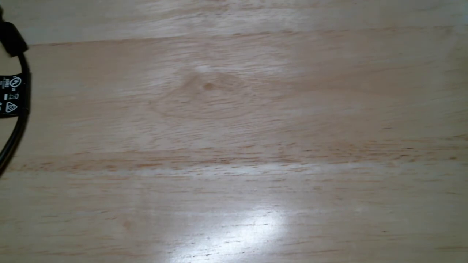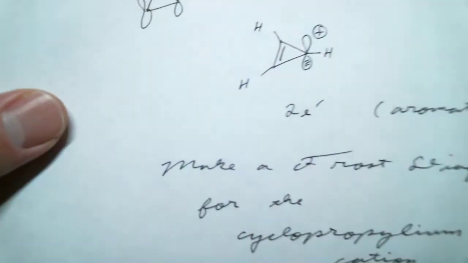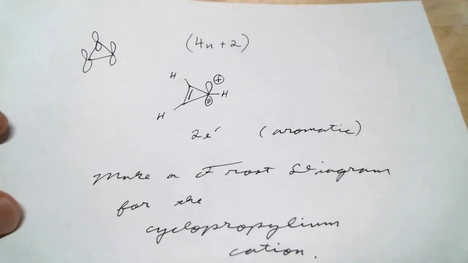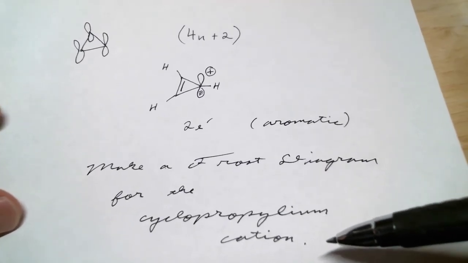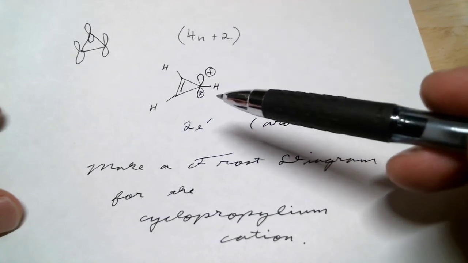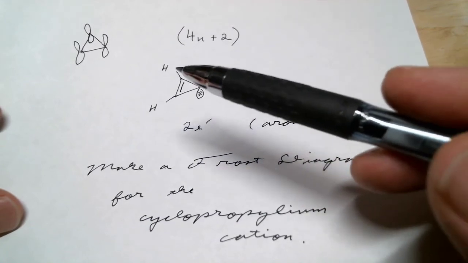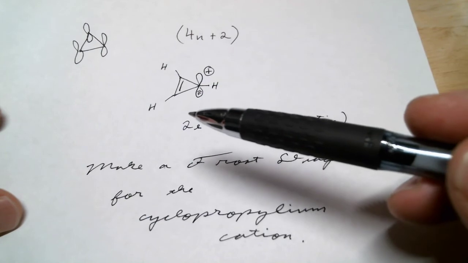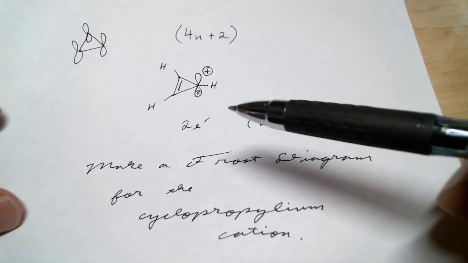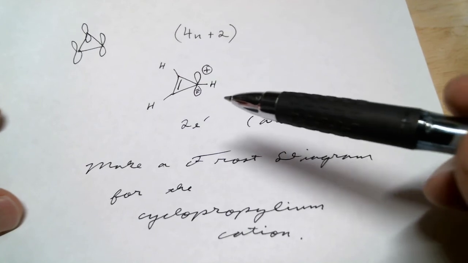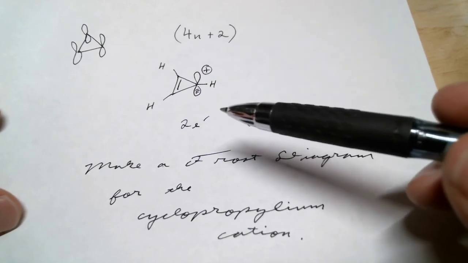So last sort of parting shot, gift for this lecture is the cyclopropenyl cation. This is generated by deprotonating, not deprotonating, by pulling a hydride off of cyclopropene.